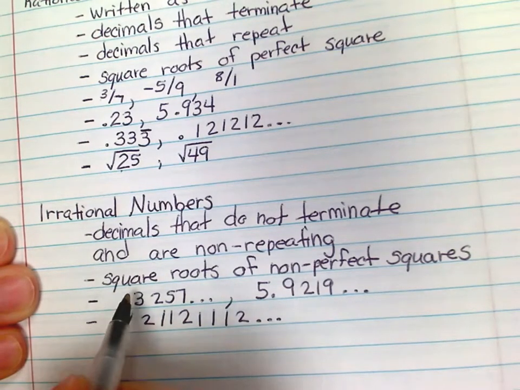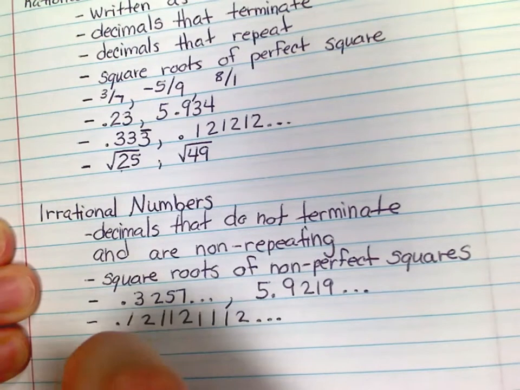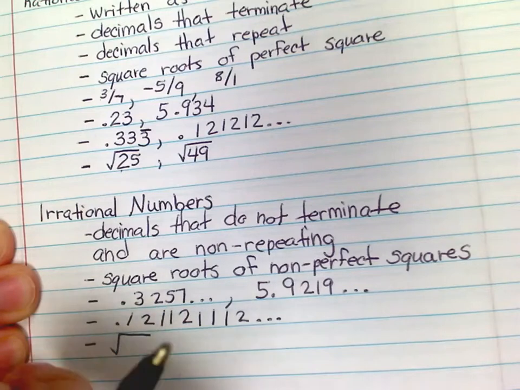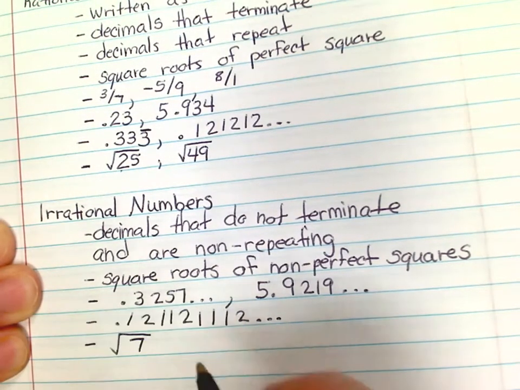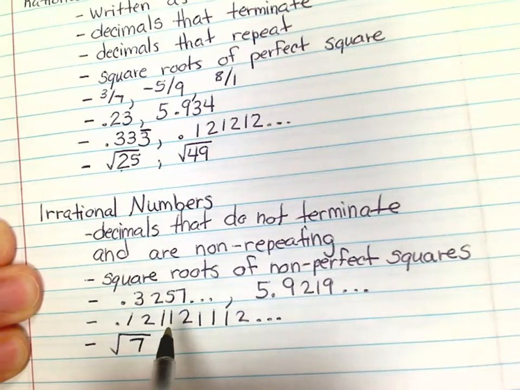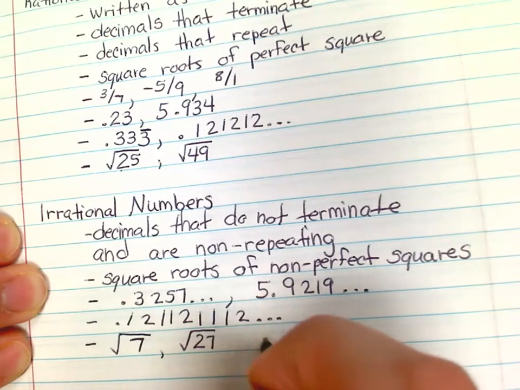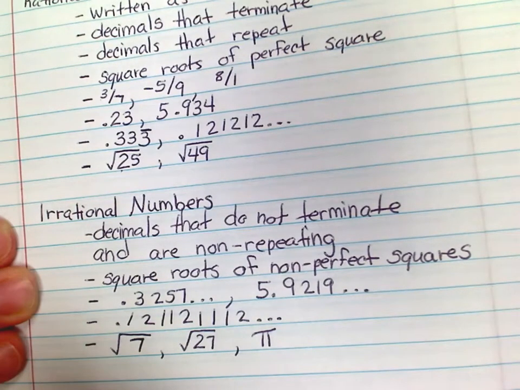And then for this example, square roots of non-perfect squares. Well, just think of two numbers multiplied together. Can a number times itself give you 7? No. So that is a non-perfect square. Even something like the square root of 27. And pi also fits into this category. Pi is an irrational number.